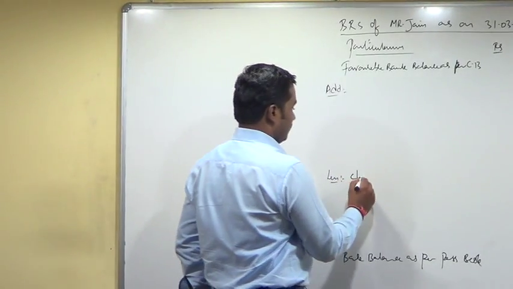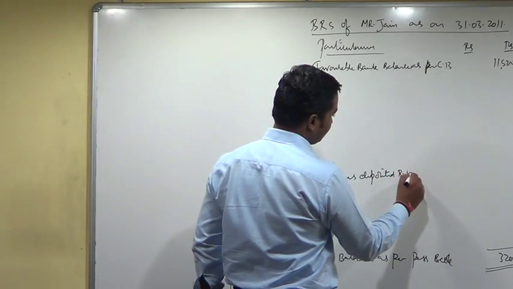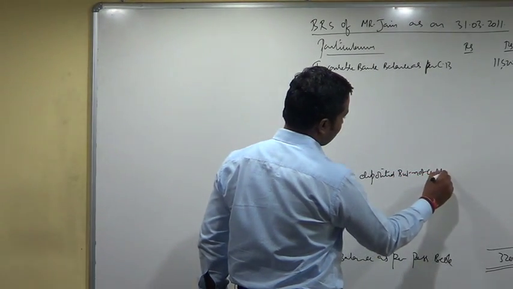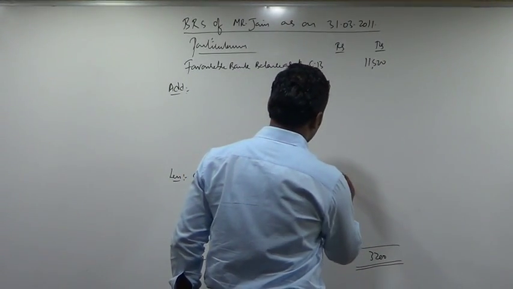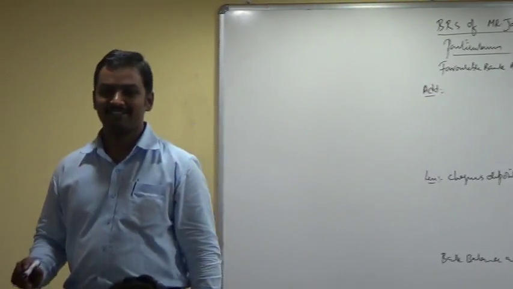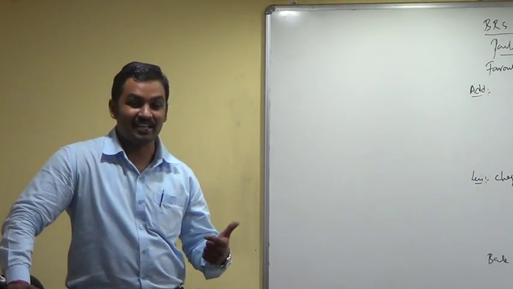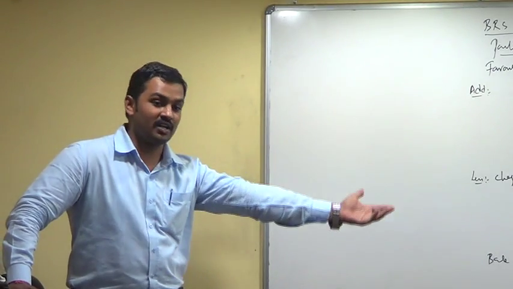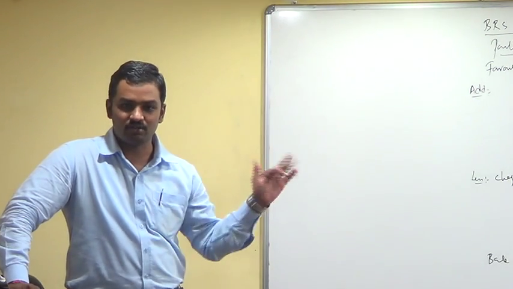I want to make cash book equal to passbook, so what should I do? Less. Checks deposited, but not credited. How much amount? Add both of them and tell me how much is it? 9,800. Next transaction: why add? If this is check deposited and not credited, the next transaction is check issued but not presented for payment. Exactly opposite transaction, opposite logic, so we should add it.